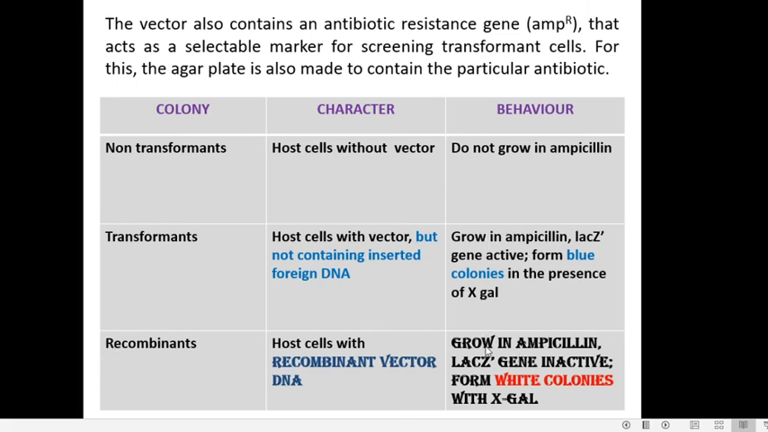So the first screening is over where you have eliminated the non-transformants. So this is the first step in which the non-transformants are eliminated. The non-recombinants as well as the recombinants grow in ampicillin. Now, the non-recombinants contain intact vector without foreign gene but with lacZ gene intact. The recombinants, they have the vector with the foreign DNA inserted. So the lacZ gene is inactivated by insertion of foreign DNA.